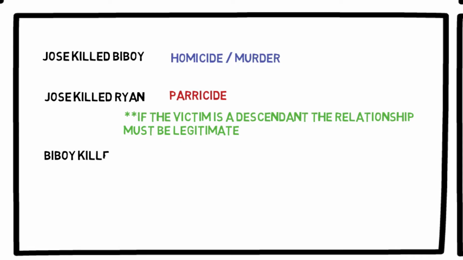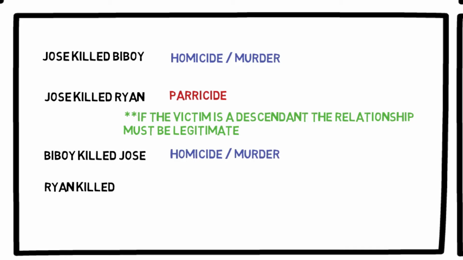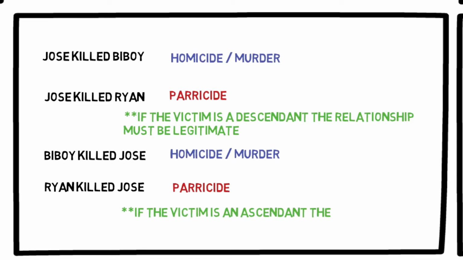What if B-Boy is the one who killed Jose? The crime committed is homicide or murder depending on the circumstances. What if Ryan is the one who killed Jose? The crime committed is parricide. Pag ascendant naman ang pinatay, the relationship also must be legitimate. Pag sinabing ascendants, yan yung mga lolo at lola mo sa magulang, lolo at lola mo sa tuhod, and so on.